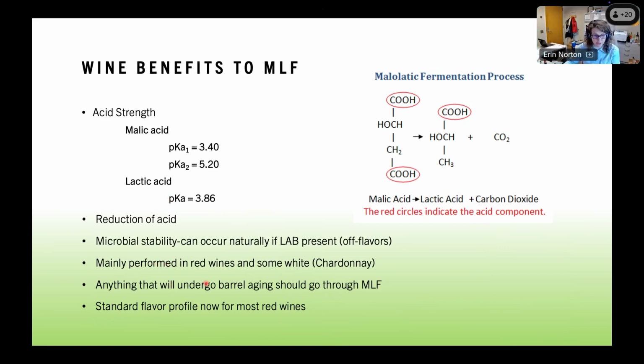Okay, so anything that will undergo barrel aging should go through MLF. That's a suggestion, and it's a standard profile for most red wines these days. I will say that the Oenococcus oeni that I was mentioning before, that we inoculate, it really is only tolerant at a pH of 3.2.